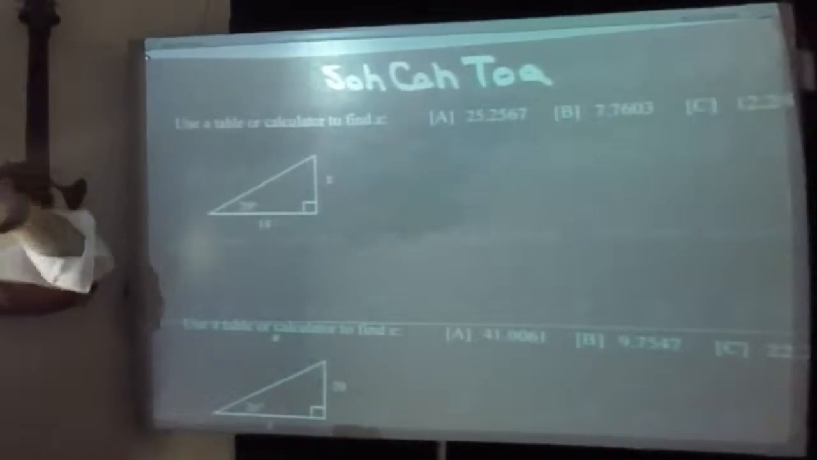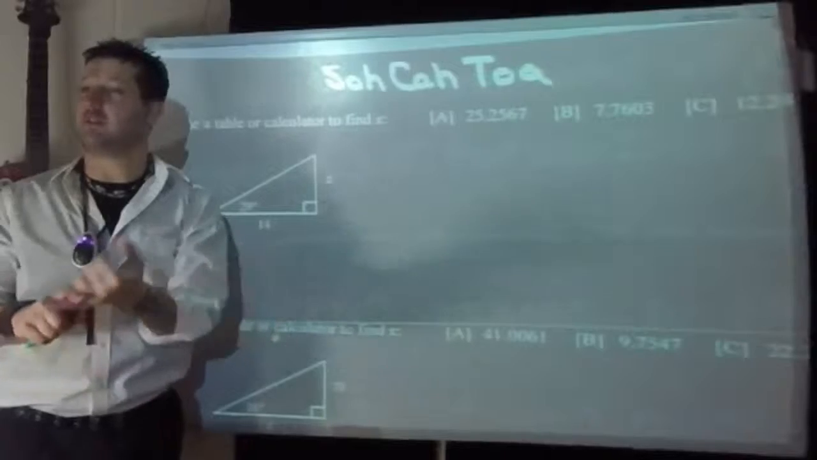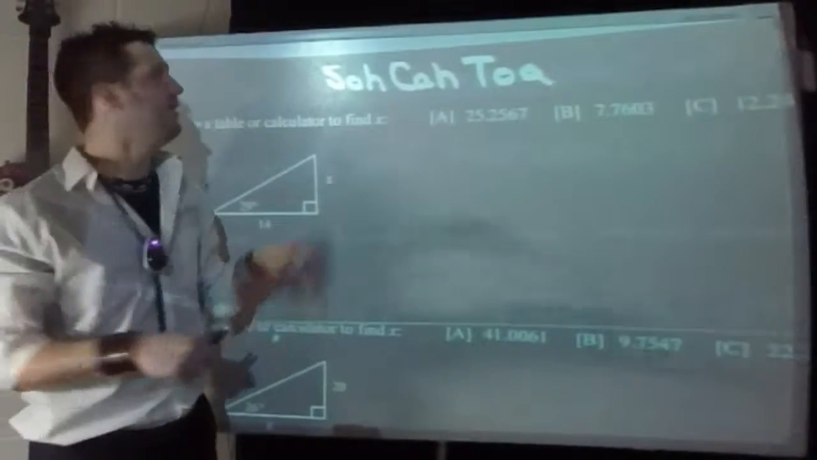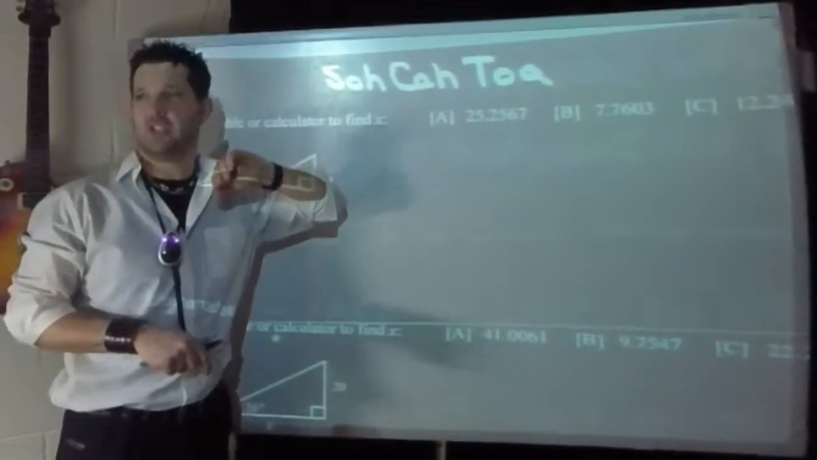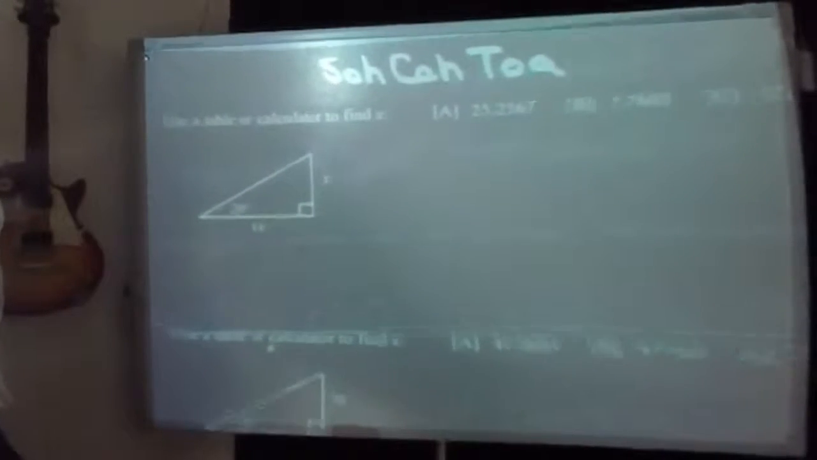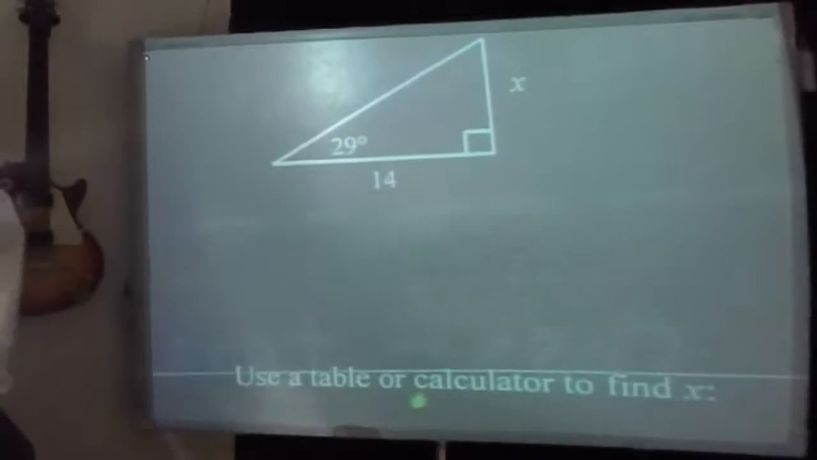Alright, cheat sheet, I got it up top. Remember, when you go to take your EOI and you get your clean sheet of paper, you're going to want to write SohCahToa up there. It's a cheat sheet, so it's telling you how to use this trig stuff. And it's all about halves and ones.